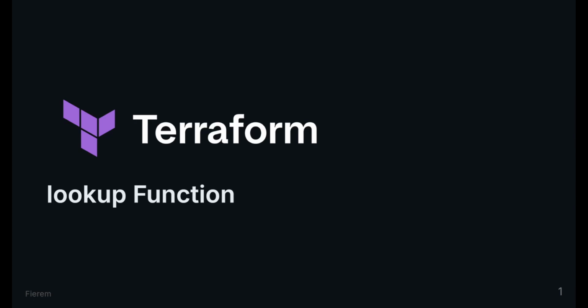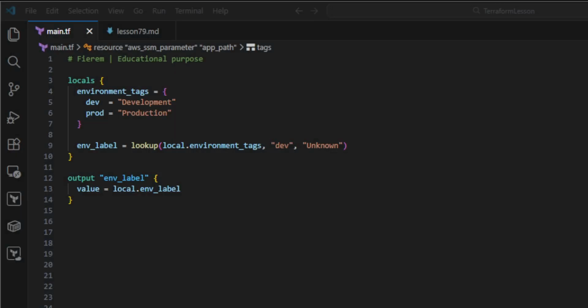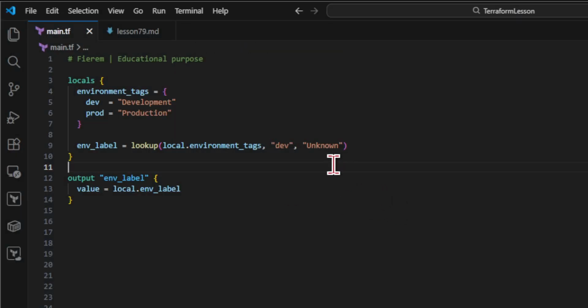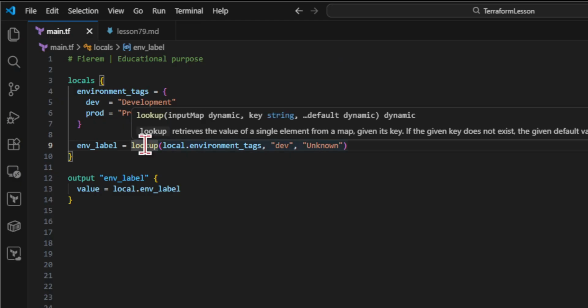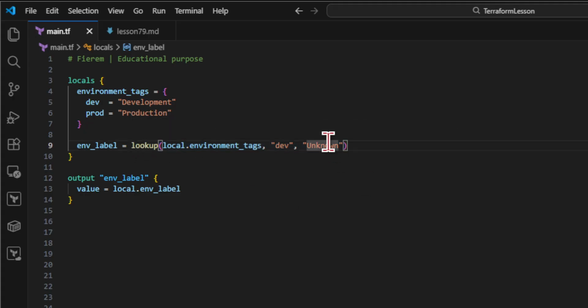Lookup function. Lookup reads one value from a map by key. If the key is missing, it returns the fallback you provide instead of failing the expression. That changes the outcome from a hard plan error to controlled default behavior.